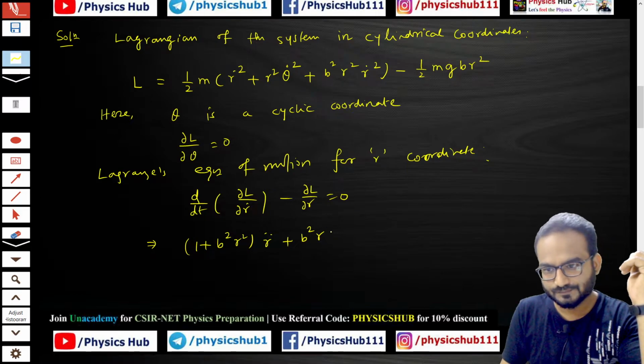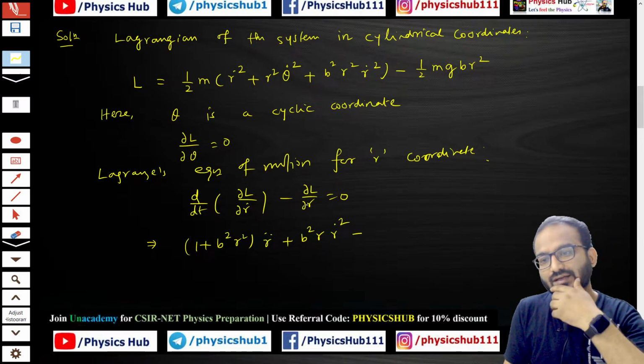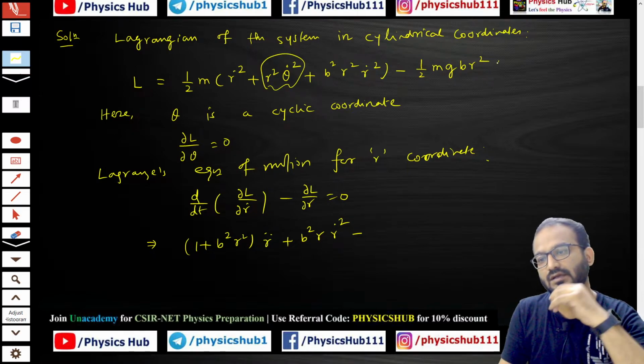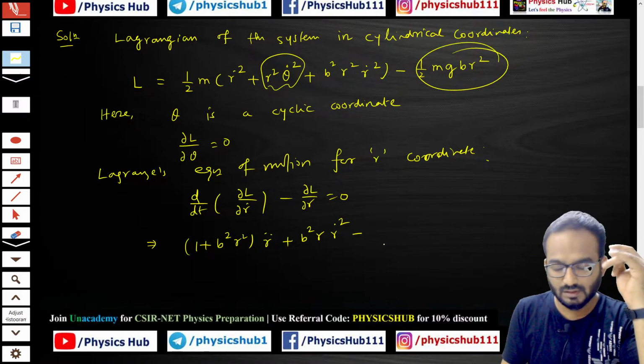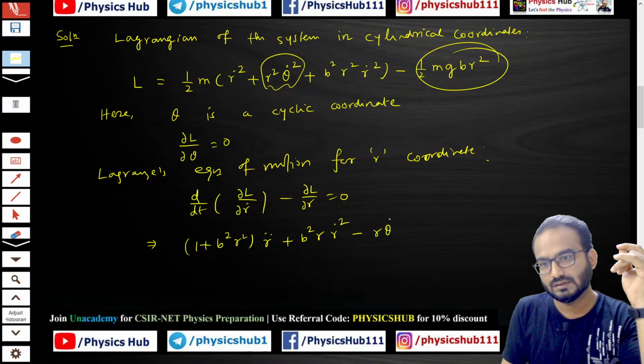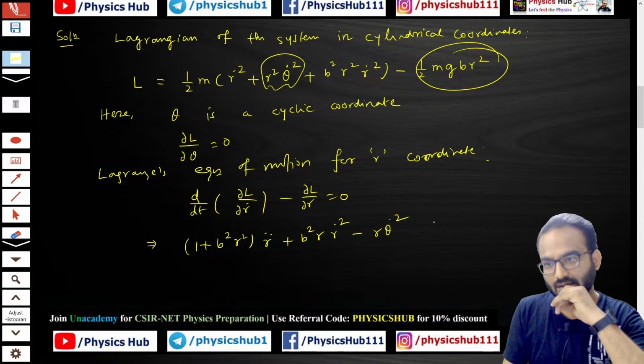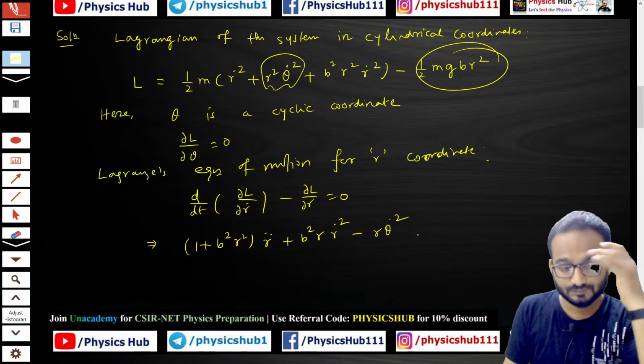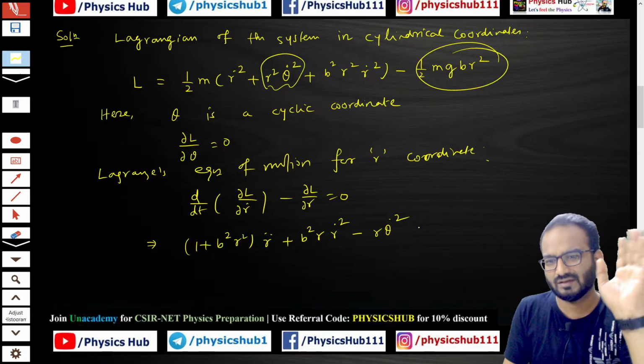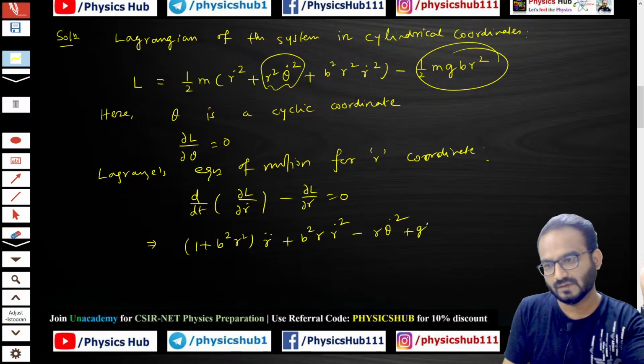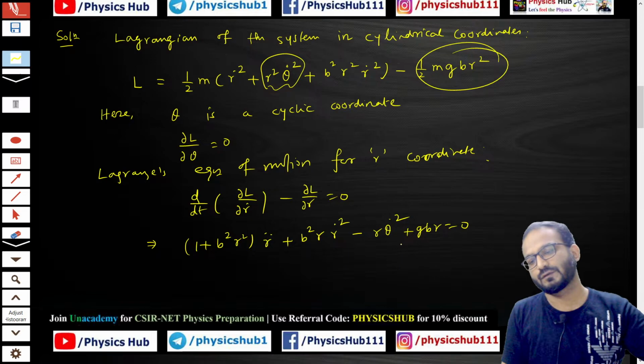Now ∂L/∂r. One r-related term is here, another r-related term is here, so we will get two terms. We get r θ dot² from here, and for this term it is m g b r. So m is just removed from everywhere. So basically g b r, minus minus plus. So you got this.